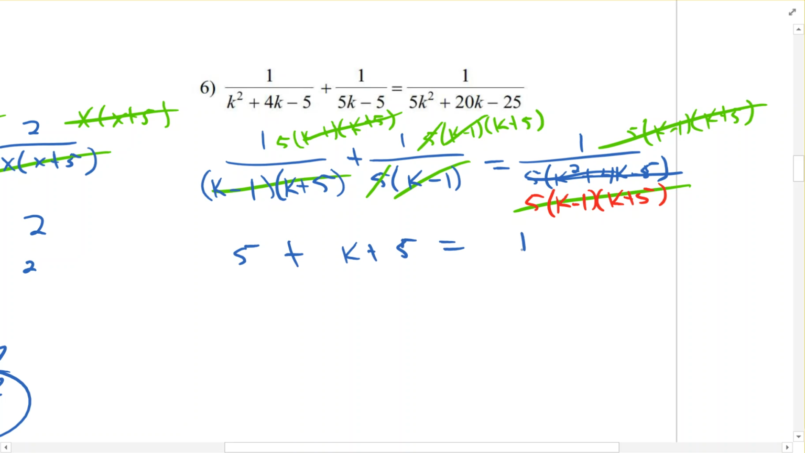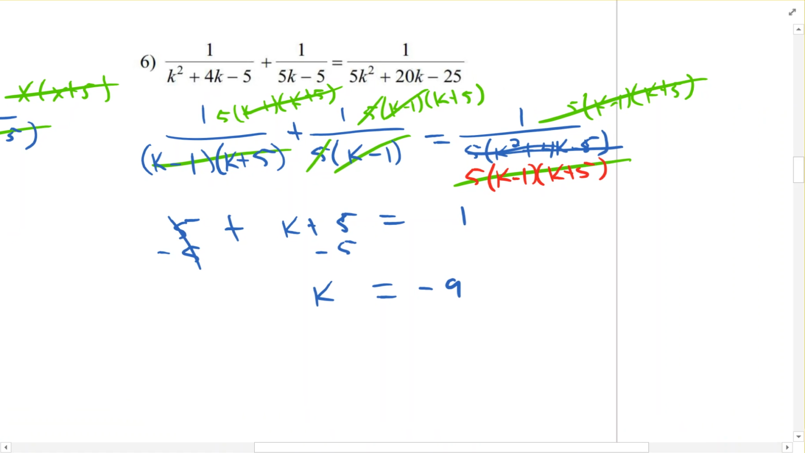I'm going to subtract both these 5s from both sides. So I end up with k is equal to 1 minus 10, so negative 9. Just check your non-permissible values. K is not allowed to be equal to 1, and it's not allowed to be equal to negative 5, so we're good.